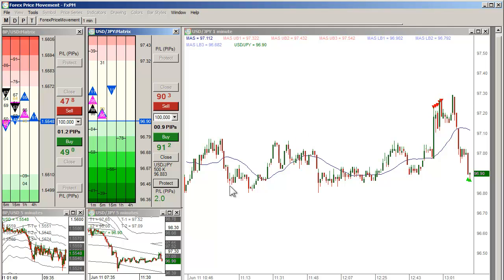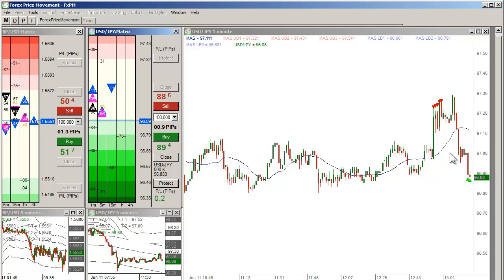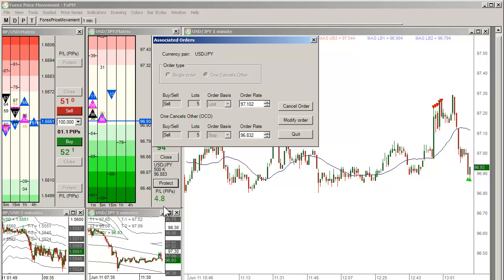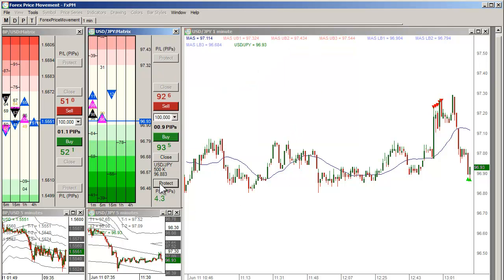Now once we're in, we're going to go ahead and place our tight 10-point stop, and as the trade starts to work in our favor, as the price starts to respond to being overextended, we'll go ahead and reduce and eventually eliminate the risk in the trade. So again, getting ready to go to a -5-point stop.